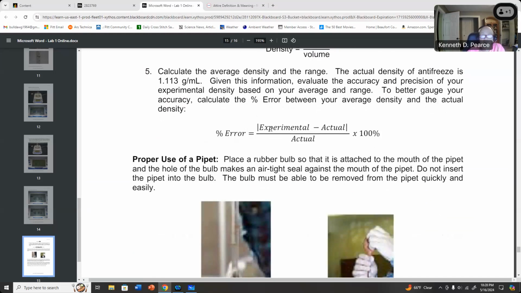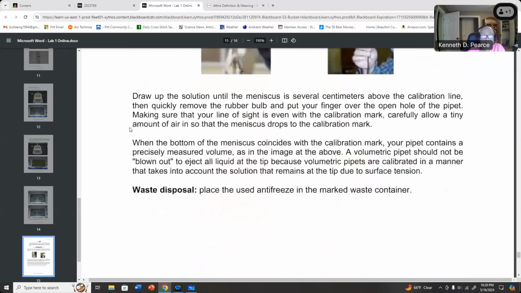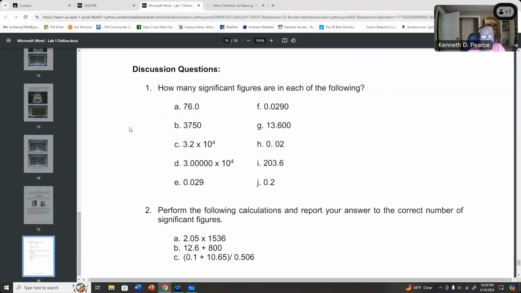So you take your experimental, that's what you measured, minus the actual. There it is right there. These are absolute value bars, which means keep it positive, and divide by the actual, which is 1.113, and then times 100, and you're done. You got your percent error. There's your waste disposal. Significant figures.